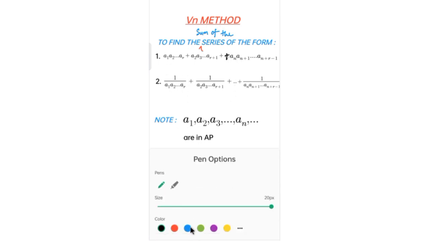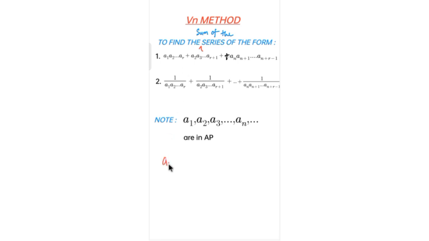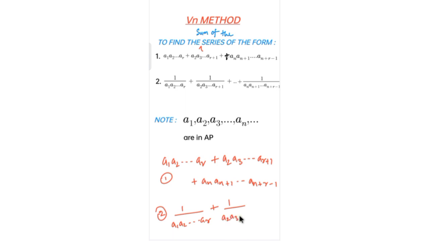So for the first form, the first form is a1 a2 so on ar plus a2 a3 so on ar plus 1 and so on plus an plus 1 so on an plus r minus 1. This is the first form. And the second form is 1 by a1 a2 so on ar plus 1 by a2 a3 so on ar plus 1, plus and so on, plus 1 by an plus 1 so on an plus r minus 1.